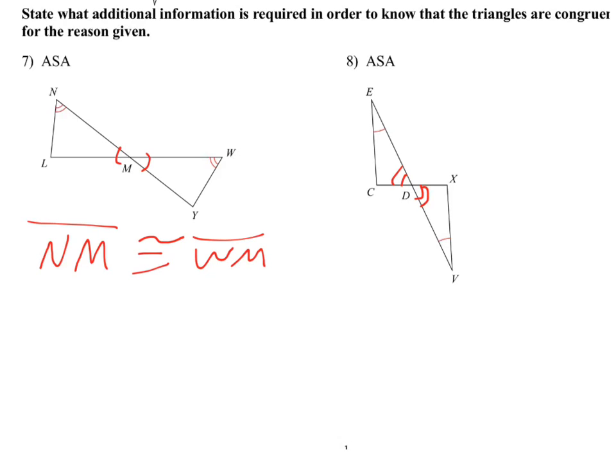And on the next one, it's a similar story. We have 2 angles, we need the sides between them to be congruent. So we need ED to be congruent to VD.